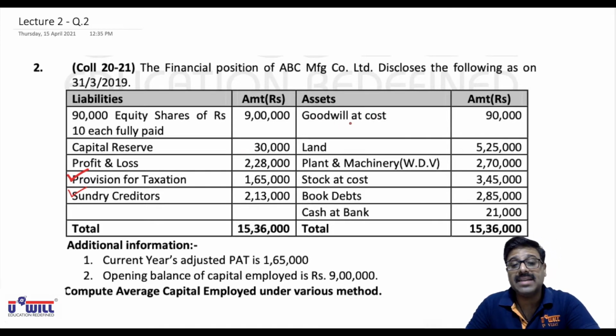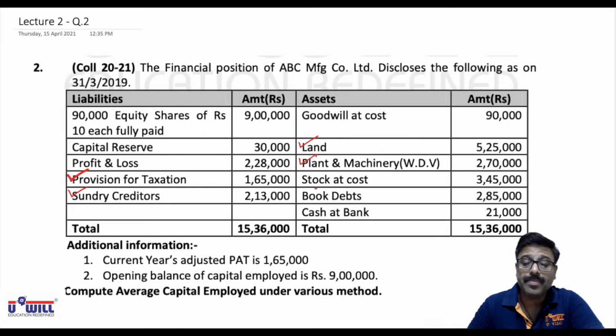Now I told you goodwill itself will not be included for the valuation of goodwill. So goodwill will not be taken into consideration as a part of trade assets. Land is a trade asset. Plant and machinery is a trade asset. Trade asset means the assets which are used in business. Stock at cost is a trade asset. Book debts means debtors. Debtors are also trade assets. And cash at bank is a trade asset. So when we say fair value of all the trade assets, it will include land, plant and machinery, stock at cost, book debts and cash at bank. When we say minus external liabilities, it will include provision for tax and sundry creditors.